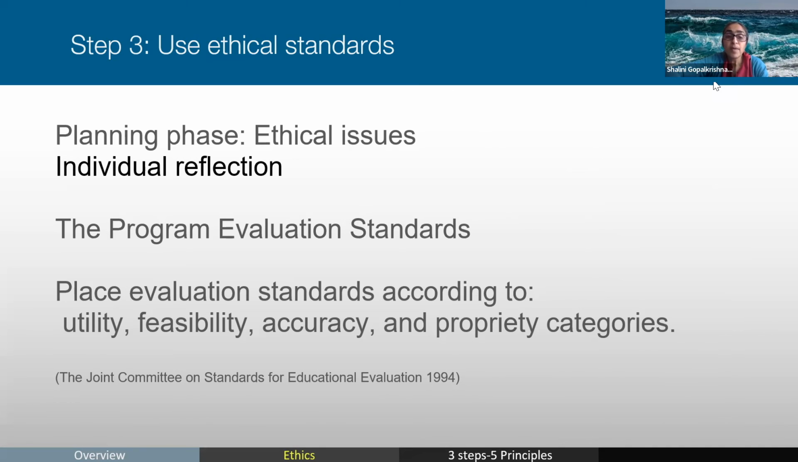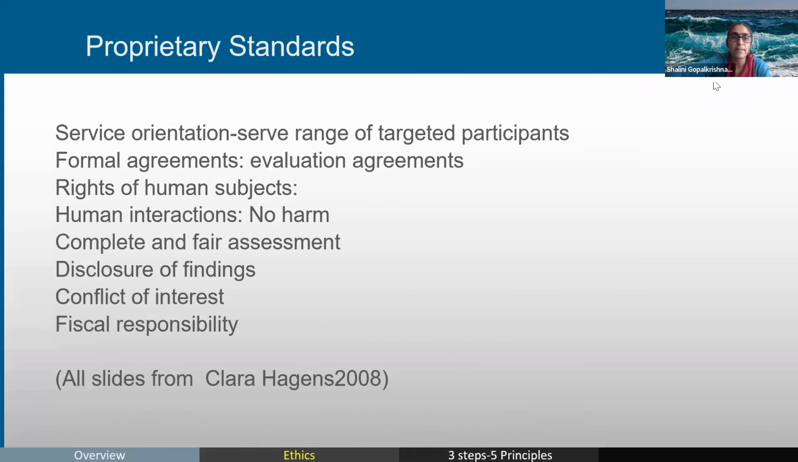Then worry about the program evaluation standards. In the evaluation standards, you should talk about utility, feasibility, accuracy, and propriety. Those are the things, and this is the order in which you put them. Now, this was from the Joint Committee on Standards in 1994. So what are the propriety standards?